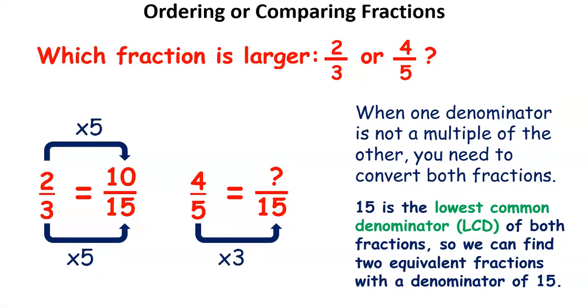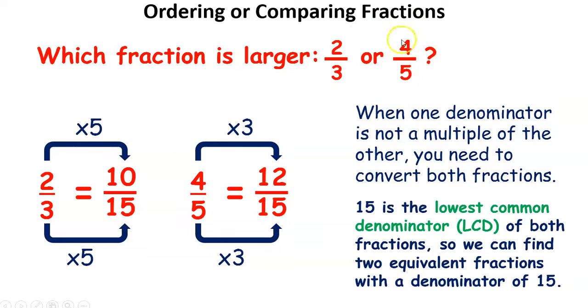Let's move across to our next fraction. What do I multiply 5 by to make it 15? Well, 5 times 3 is 15. I need to multiply 4 by 3 because that's what I've done below. 4 3s are 12. So now when I'm comparing 2/3 and 4/5, that's a hard comparison.